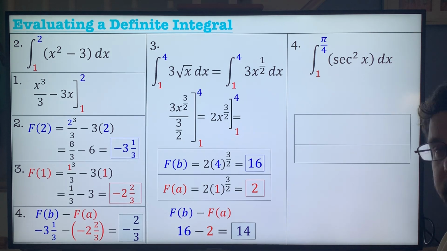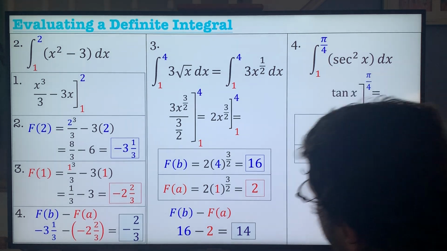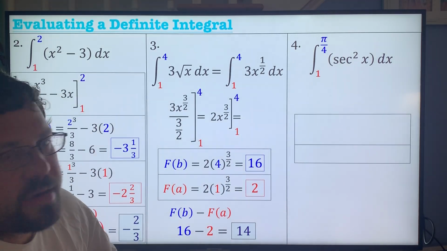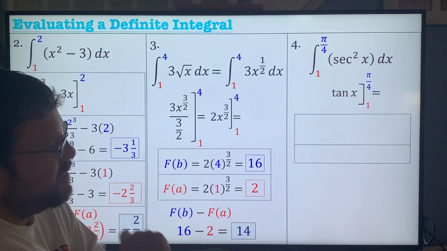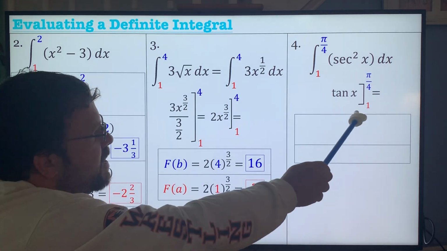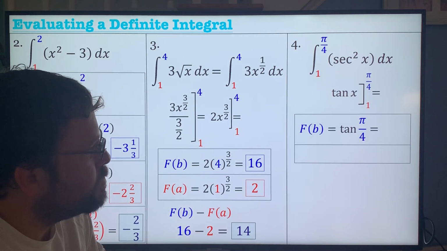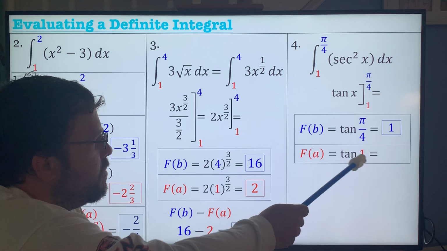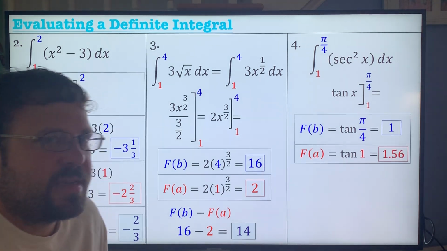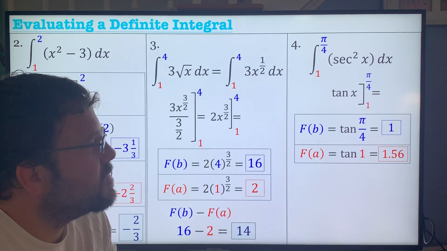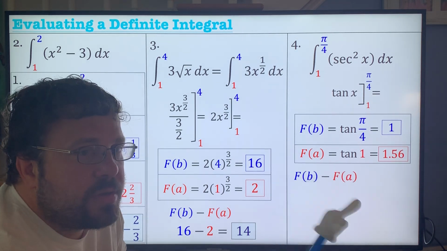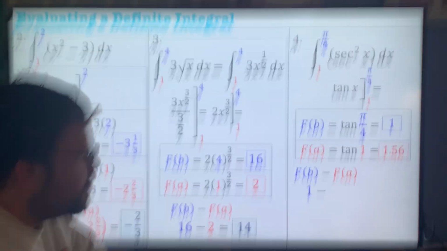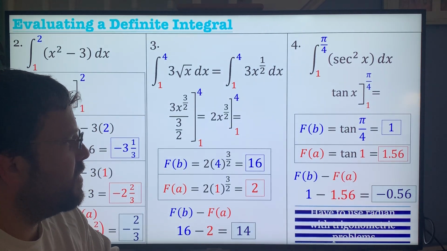Not too terrible, right? All right, for number 4, you're going to have to go to your formula sheet, and you know the integral of secant squared should be tan x, right? So it's just tan x from 1 to pi over 4. Now, tan pi over 4 equals 1. Tan 1 equals 1.56. Now, if you got the wrong answer, it was because you didn't put your calculator in radians. So make sure your calculator goes in radians before you type that stuff in. 1 minus 1.56 is negative 0.56.